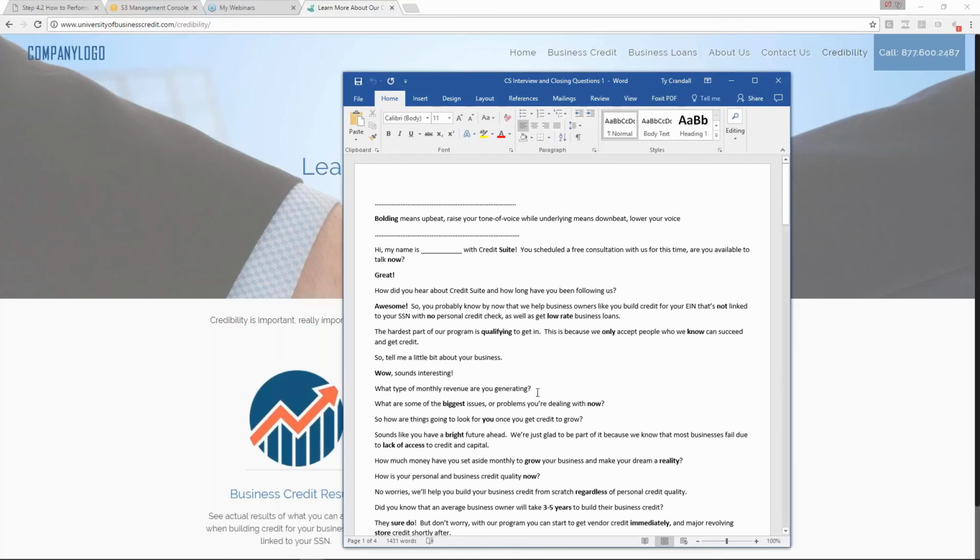And the reason we're asking it is because, is this a startup, or is this somebody that's actually generating $10,000 a month in revenue now? If they are, then there's a good possibility that we already know we have somebody on the line that can get a business loan as well as business credit. But if they say they're just getting started, then we already have our first red flag that there's a good possibility that they may not have the money to pay us for the product to begin with.